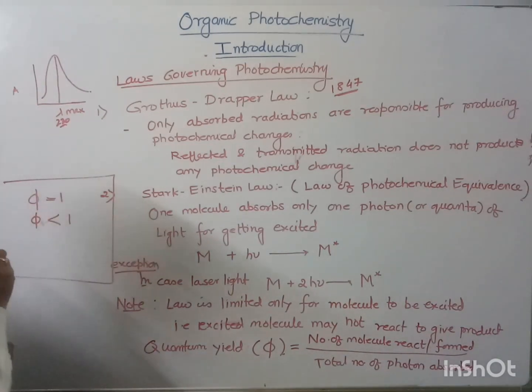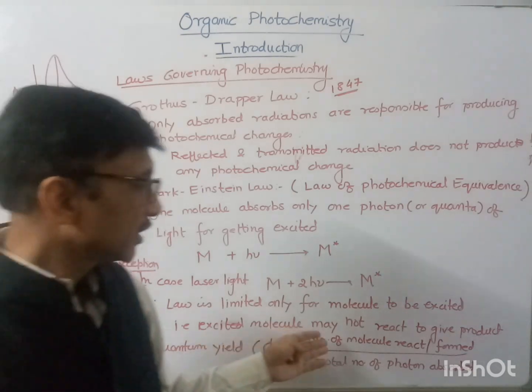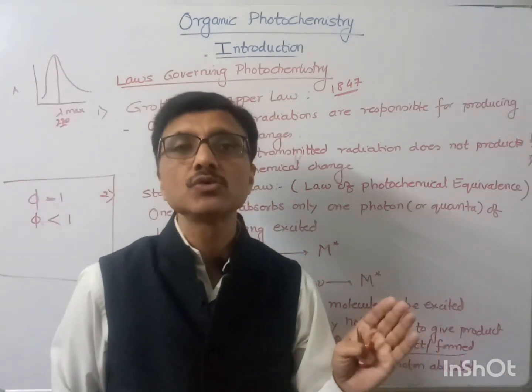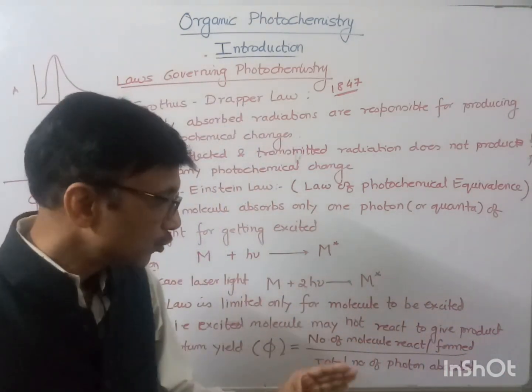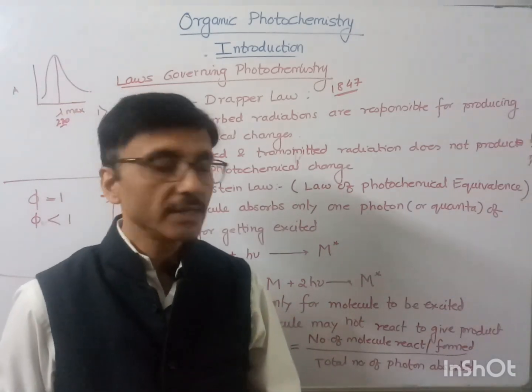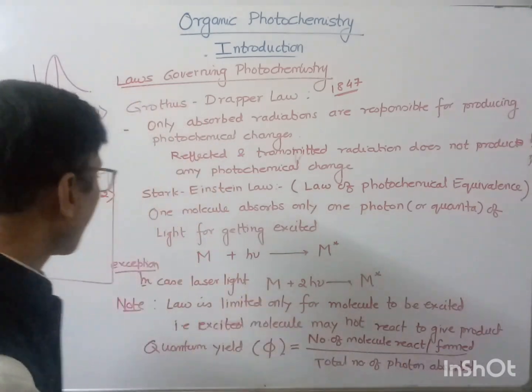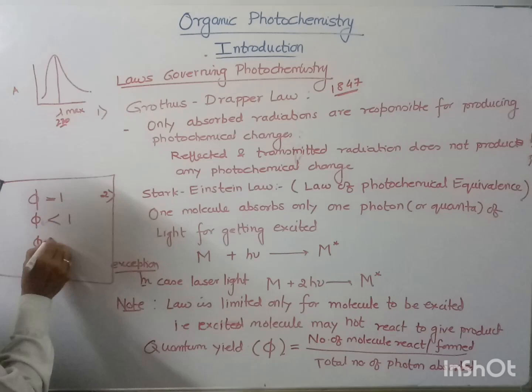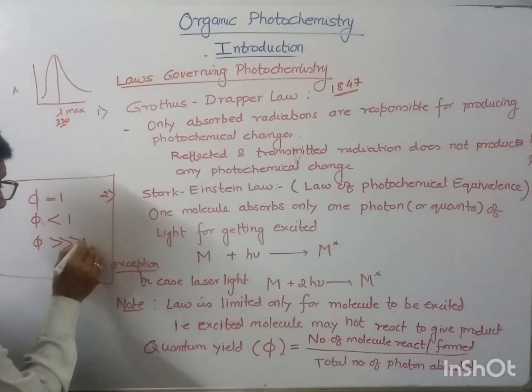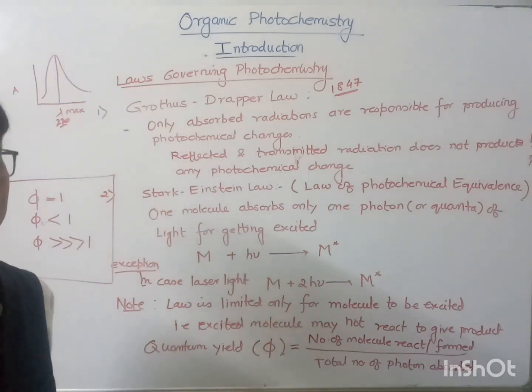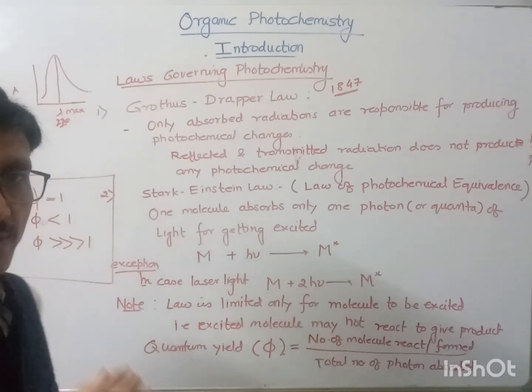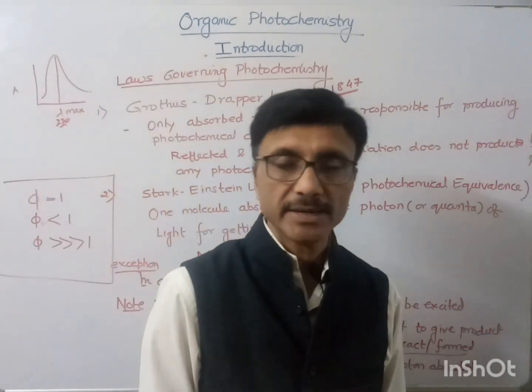So when will it be less than 1? When the total number of reacted molecules is less as compared to the total number of photons absorbed. And quantum yield may be very high in the case of chain reaction. We will discuss this quantum yield in detail later on.